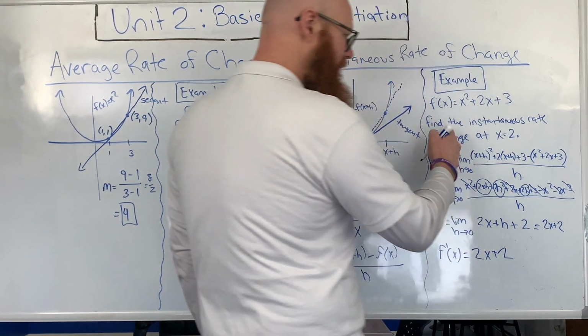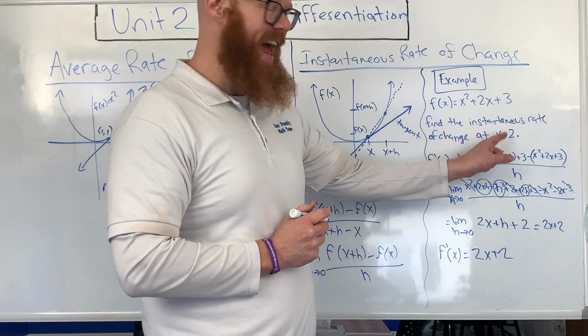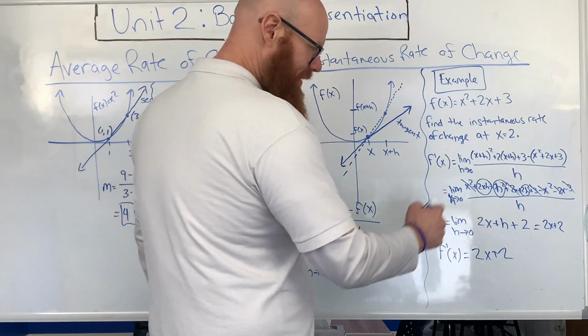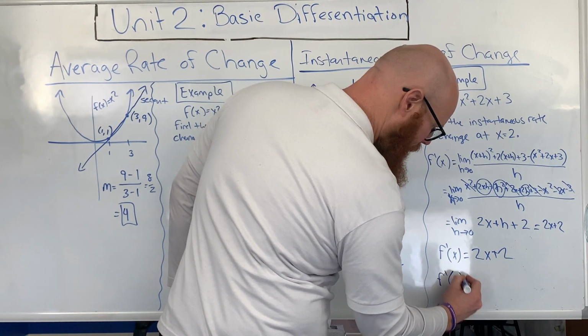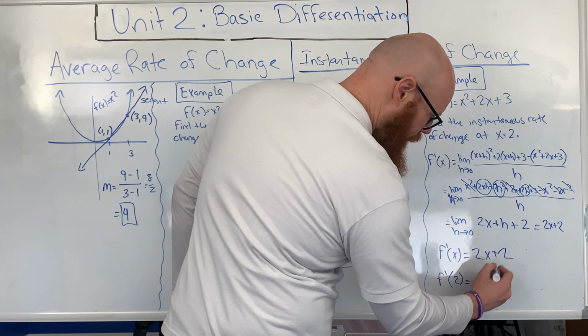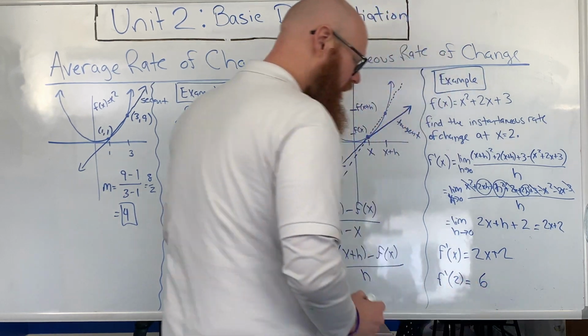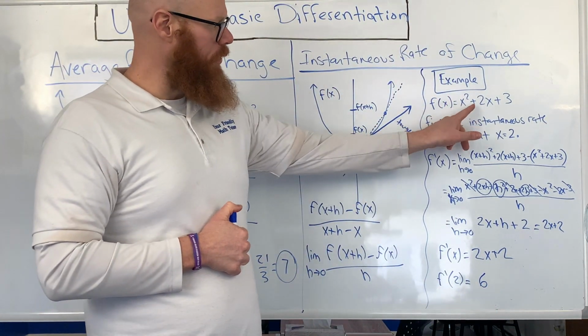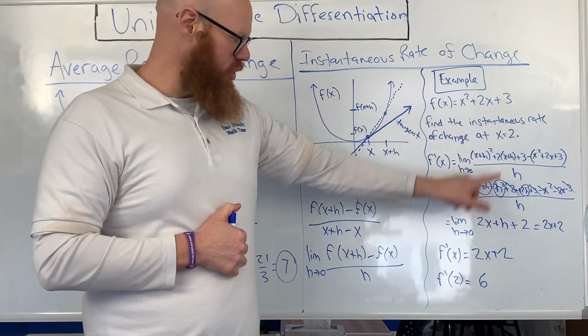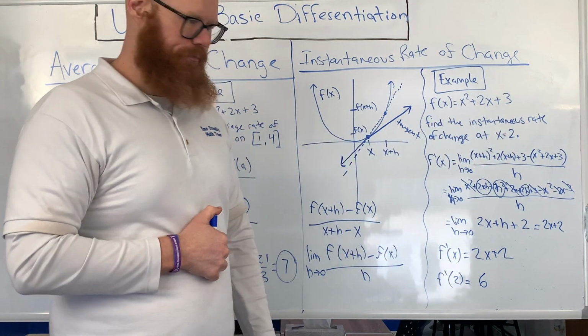And if I want to find the instantaneous rate of change at x equals 2, I just substitute 2 in here. So essentially I'm finding f prime of 2. 2 times 2 is 4, plus 2 is 6. So the instantaneous rate of change of this function at 2 is 6.